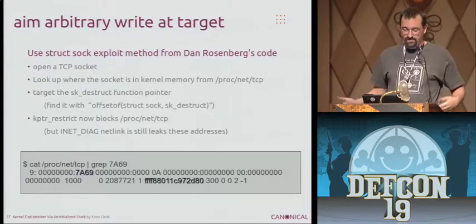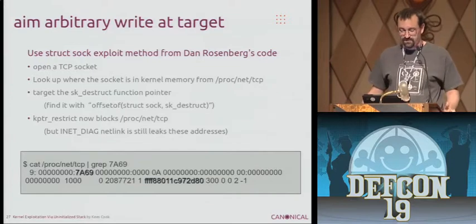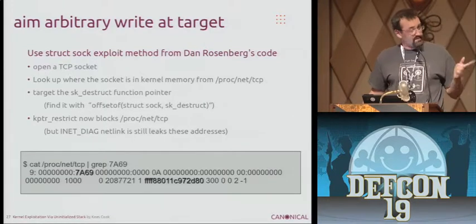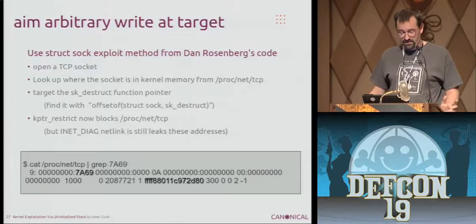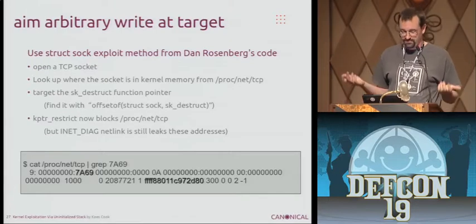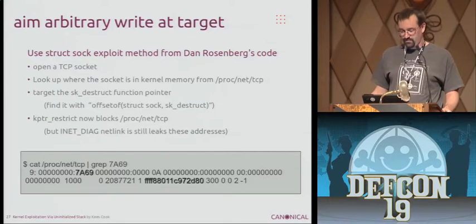I used the sock struct exploit from Dan Rosenberg's code recently, and you basically open up a socket and it shows up in /proc/net/tcp. In bold is the port that I'm listening on in hex, and the other bold value is the actual kernel location of the socket that you need to target. So you just ask the kernel nicely for what you want to overflow, or overwrite rather.